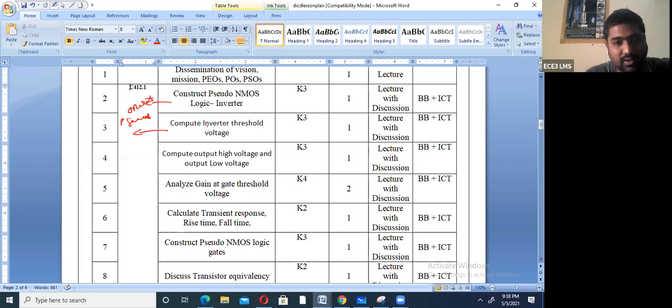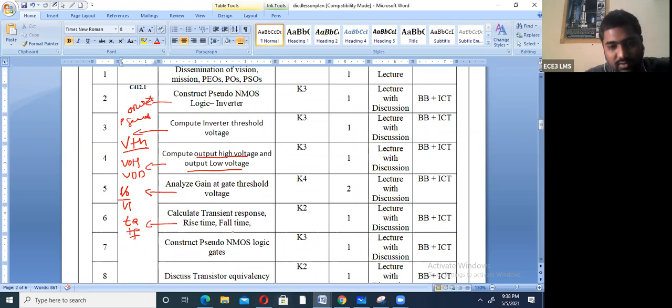So compute the inverter threshold voltage logic for the pseudo NMOS inverter. When both the transistors are in saturation region, we are finding the threshold voltage equation. Output high voltage and output low voltage, VOH, VDD, this also I explained. Analyze the gain, V0 by Vi, of the pseudo NMOS inverter, I explained. Calculate transient response, rise time, fall time. So TR, TF I explained.